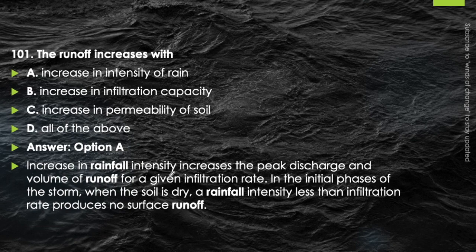Now, increase in the rainfall intensity increases the peak discharge and volume of runoff for given infiltration rate. In the initial phases of the storm, when the soil is dry, a rainfall intensity less than the infiltration rate produces no surface runoff. That is why there is a concept of phi index that comes into the picture.